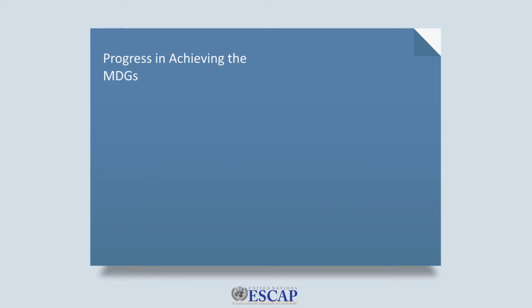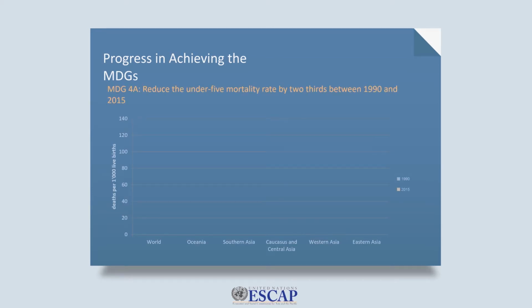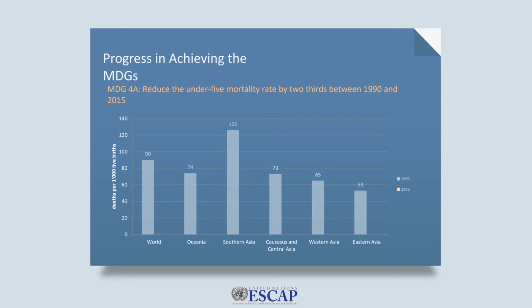Let us take a look at a further example in relation to the fourth MDG on reducing child mortality rates, measured as deaths per 1,000 live births among the under 5s. MDG 4A set the target of reducing the mortality rate in this area by 2/3, again against a 1990 baseline.